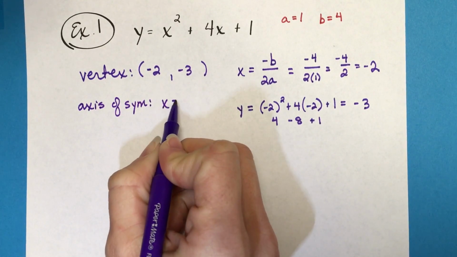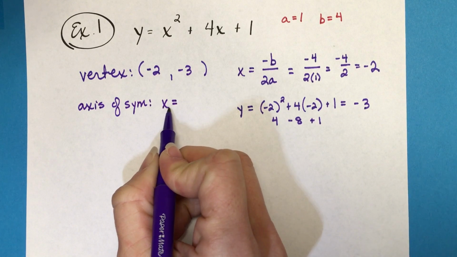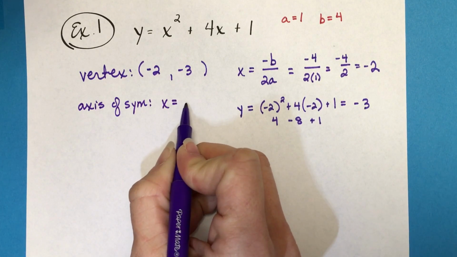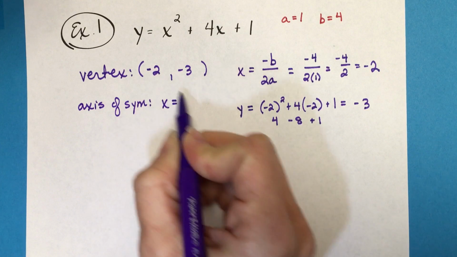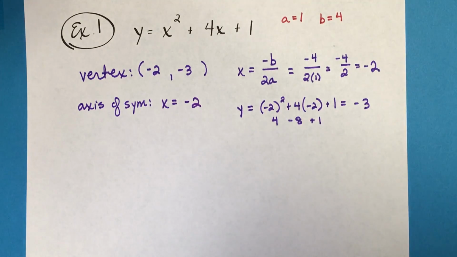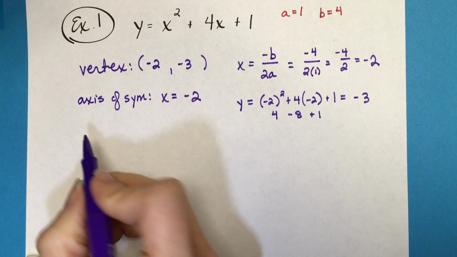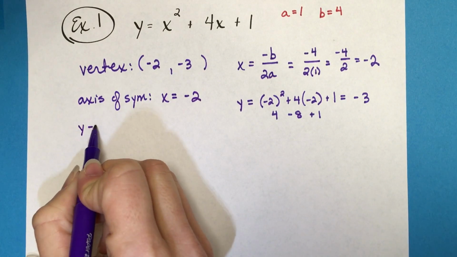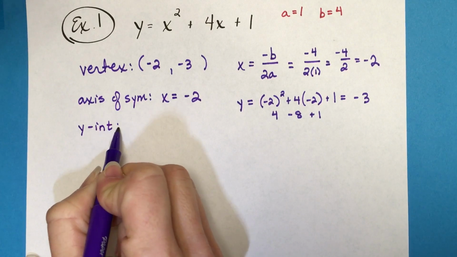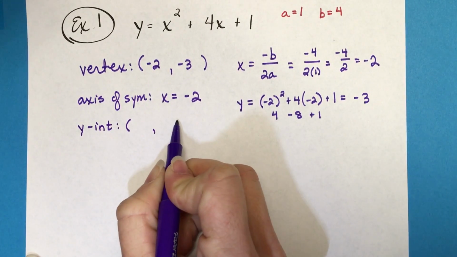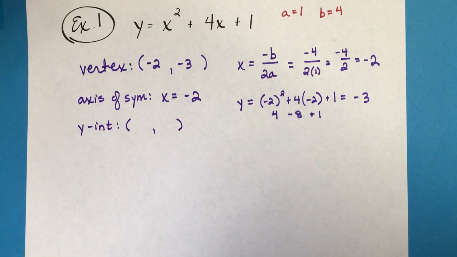Now that, remember, is a vertical line, so again, I always do x equals, and the number you put here comes from the x-coordinate of the vertex. And next, the piece of information that I want you to give me is the y-intercept. Now that is a point on the graph, so we'll write it as an ordered pair.